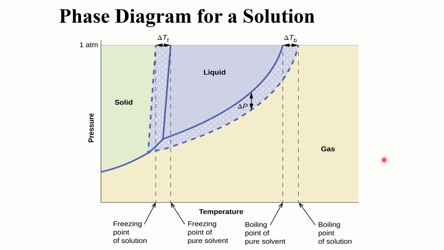Okay, here is again an analysis and an overall picture of the phase diagram for a solution. So you can see the solid lines again are the pure solvent, and the dashed lines represent the solution. And so we can see here how the freezing point is depressed, represented here by delta TF, and the boiling point is elevated, represented here by delta TB.